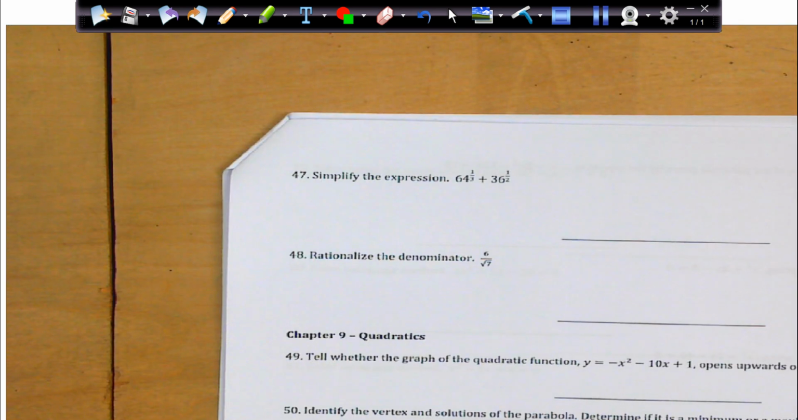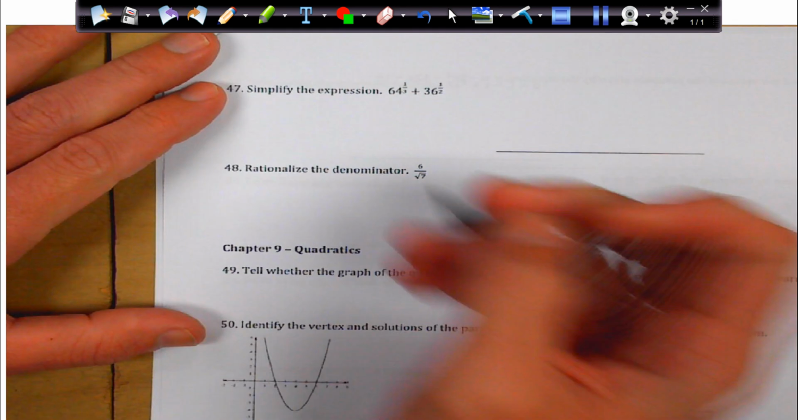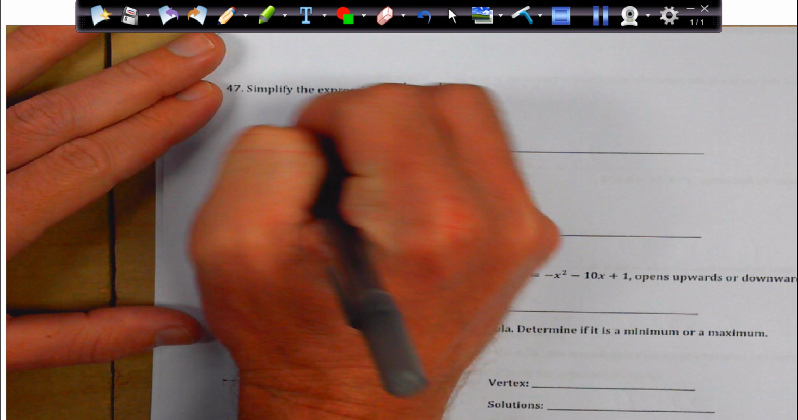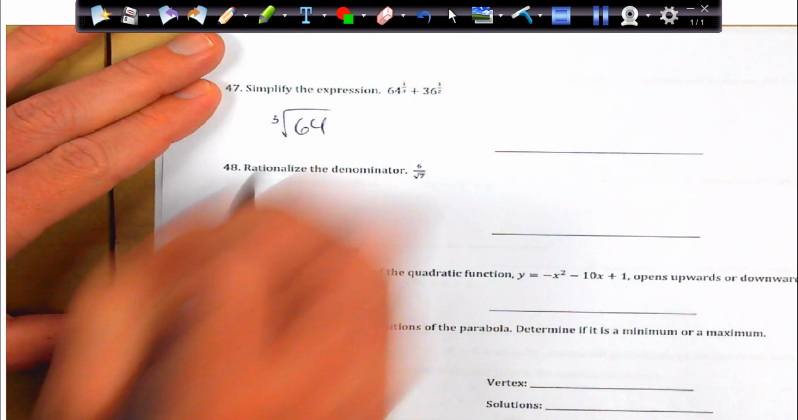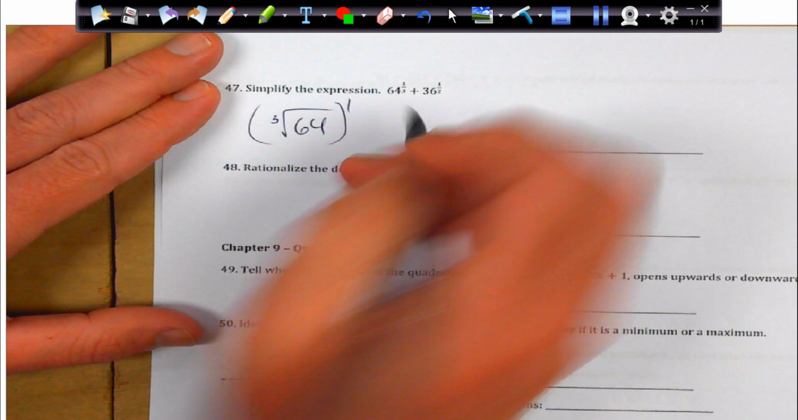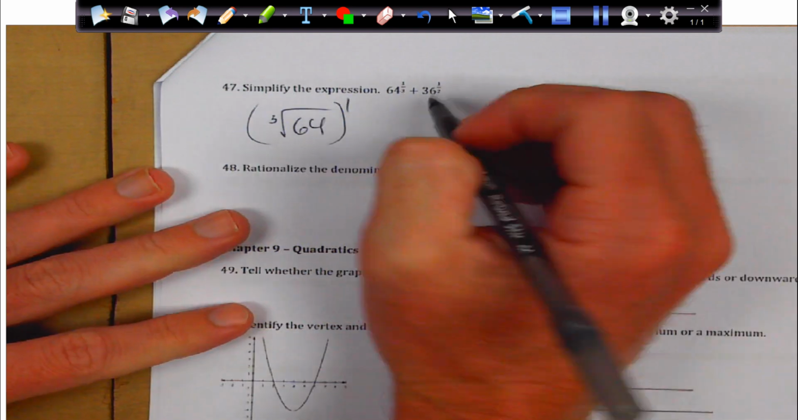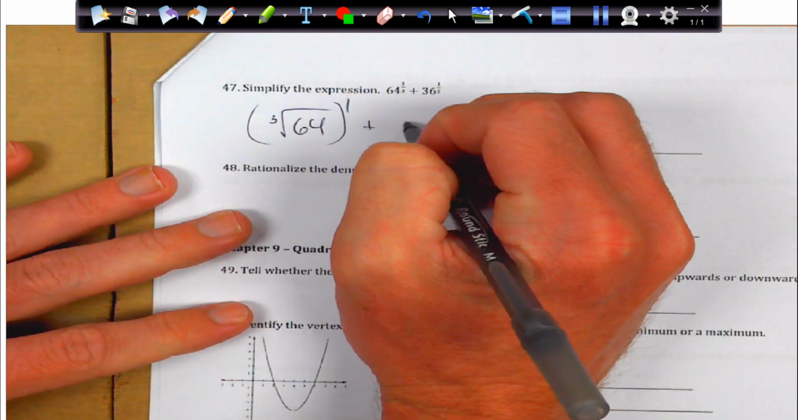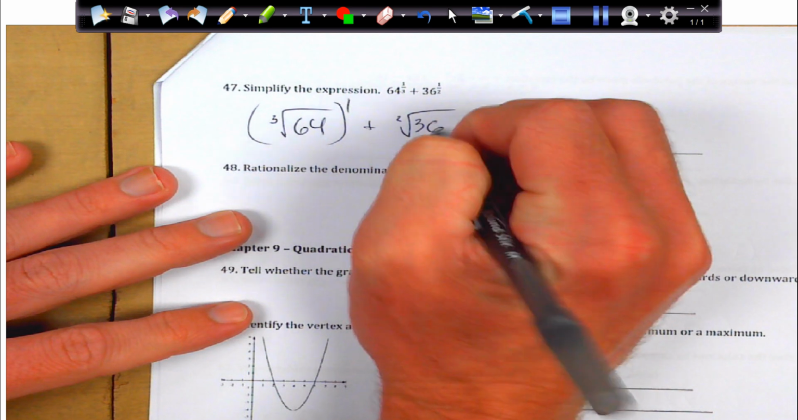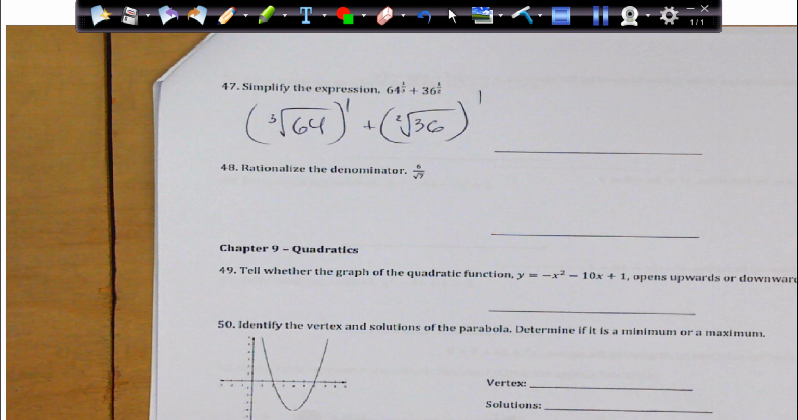Fractional exponents means I'm going to get a different look at this. This number here goes into my index, and this number here is going to be an overall power to my radical. Here I'm going to get plus the square root, that's 36 to the first power. Again, when there's a 1 on top, you don't really have to do that because it doesn't do much.